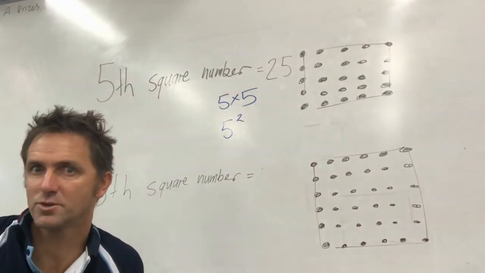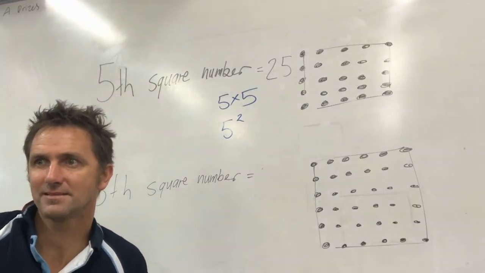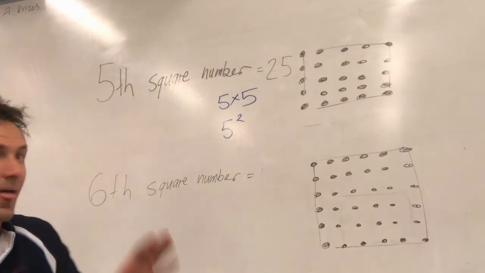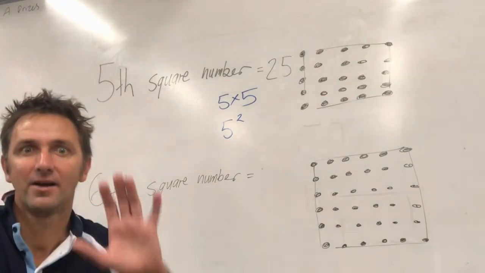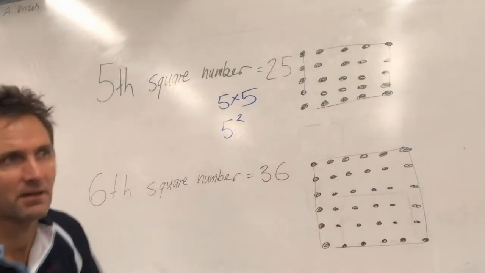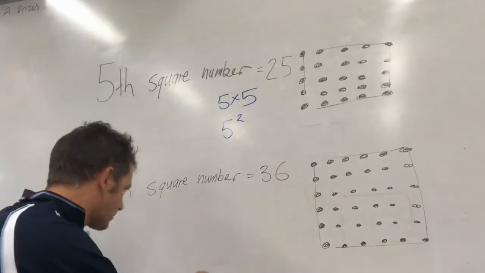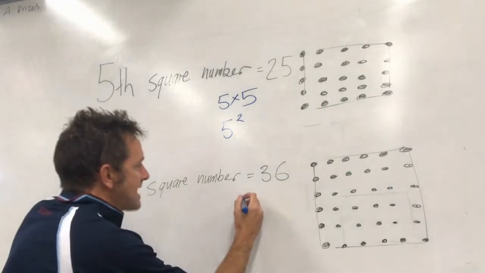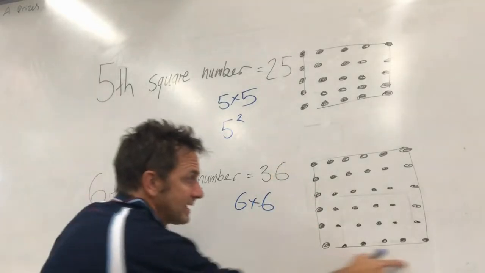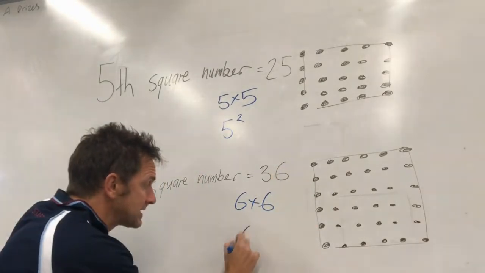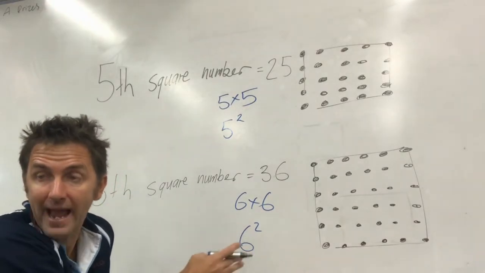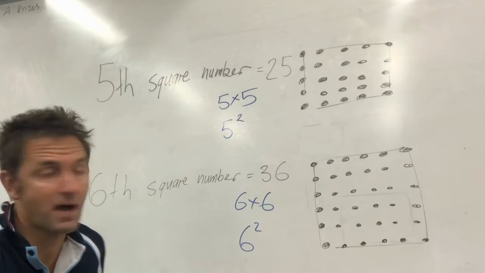Okay. Who's ready? Put up your hand if you're ready. Right. The 6th square number equals 36. 6 up and down, 6 across. 36 is the same as 6 times 6, or 6 and this little 2, which means 6 squared. And we learned about square numbers.